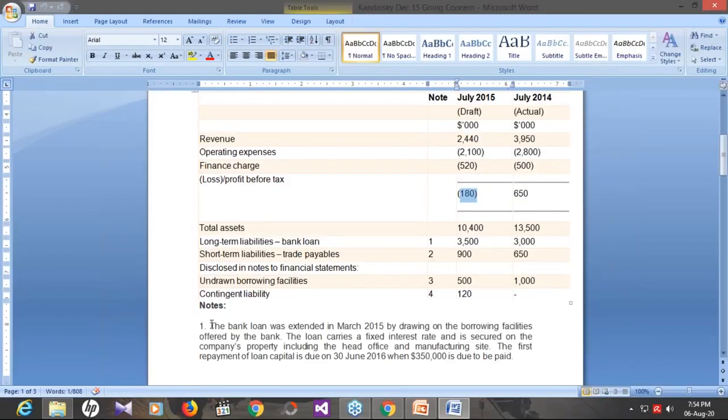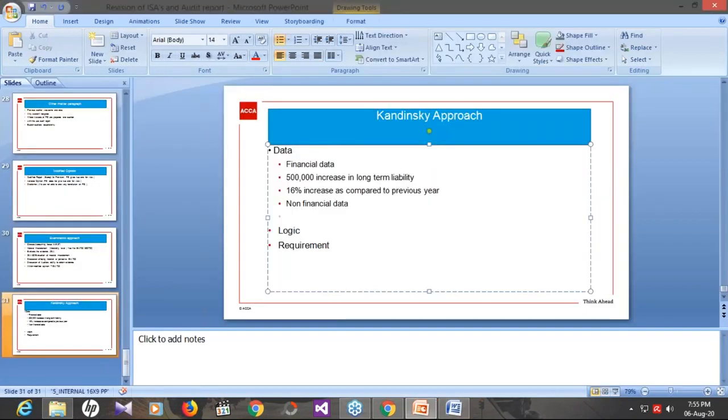Non-financial data is written in note number 1. So what are the most important elements in this paragraph? The loan was extended in March 2015 by drawing on borrowing facility offered by the bank. The loan carries a fixed interest rate and is secured on the company's property, including head office and manufacturing site. So this is very important.